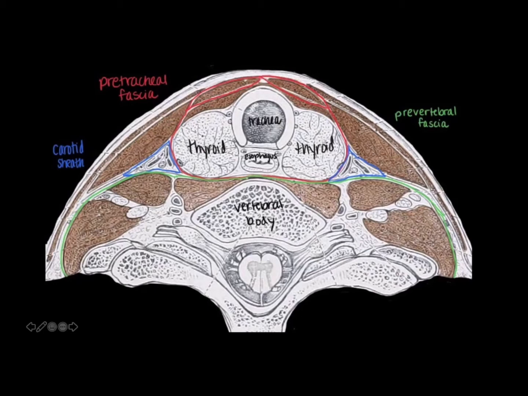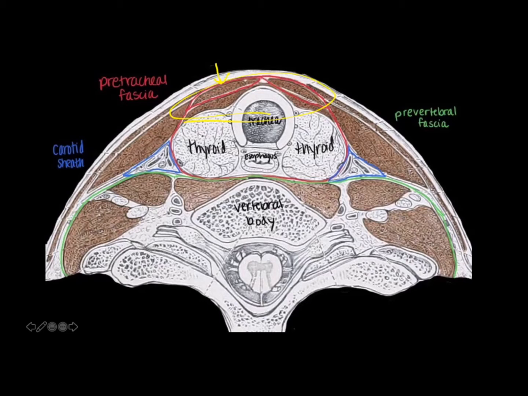On here, this would be what I've drawn in the red. This is the pretracheal fascia. So here in the red, pretracheal fascia. Now the pretracheal fascia can be split into two parts. You have a muscular part over here anteriorly, and that's going to surround the infrahyoid muscles, or those strap muscles.